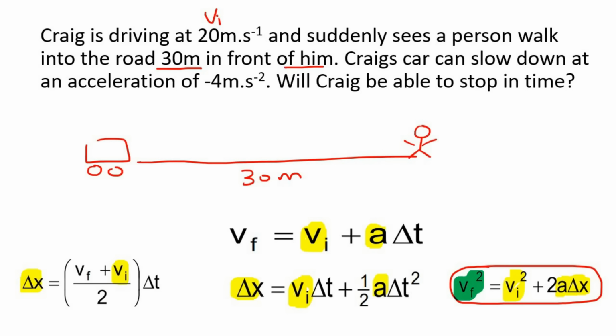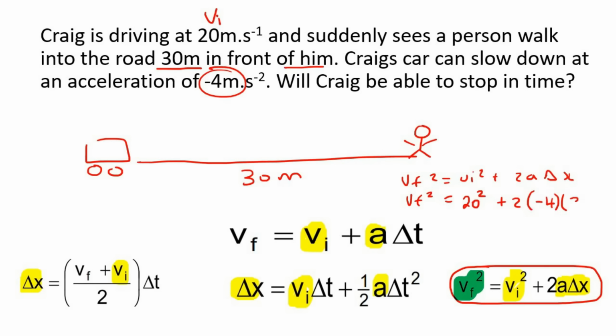So we could say Vf squared equals V initial squared plus 2a delta x. Now we don't know what the final velocity is. We hope it's going to be 0 so that Craig can stop before he hits this person. But let's see. The initial velocity is 20, to the power of 2. The acceleration is a negative number, so remember that. And then the displacement is 30. If you work this out, you end up with 400 minus 240, so then Vf squared is going to be 160.